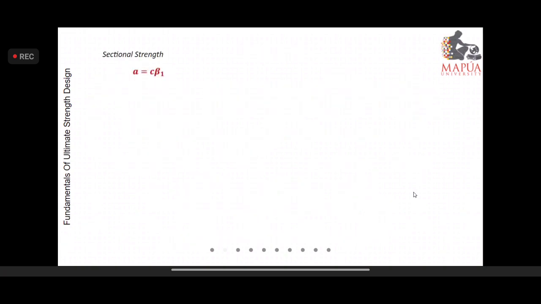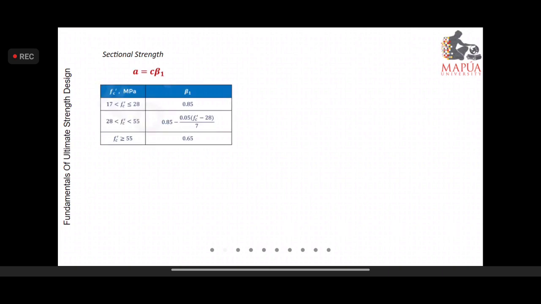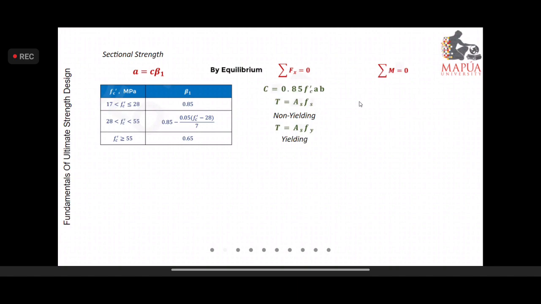For the sectional strength, a is equal to c beta 1. We already know this one. And by equilibrium, that will be 0.85 fc' ab. Well, it can be represented as Nc or merely uppercase C, as AsFs for non-yielding, AsFy for yielding, as the notations dictate. So by taking moment as equilibrium, that will be 0.85 fc' ab times d minus a over 2. And we can also check that by utilizing the T as one of the internal couple.